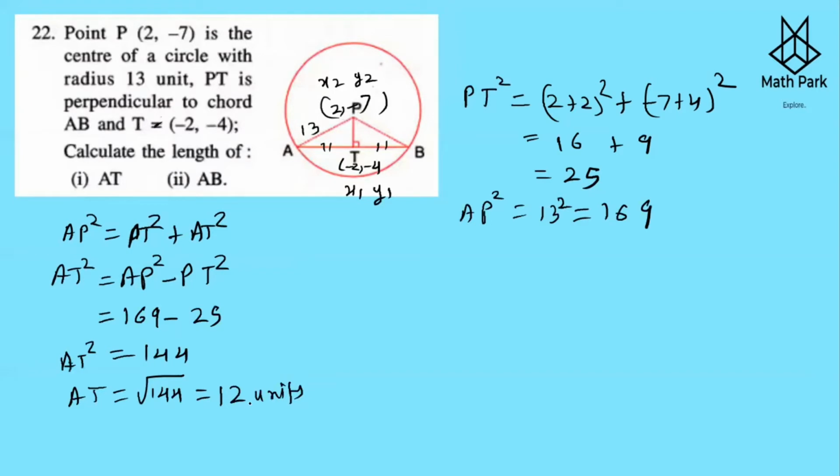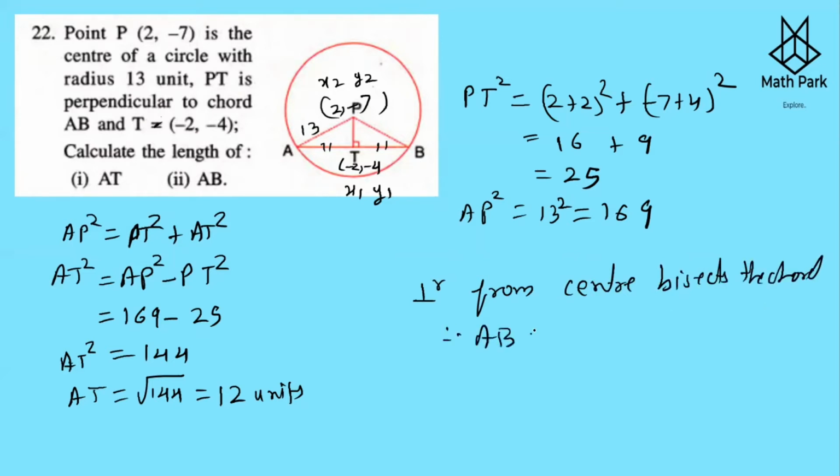Now we got AT as 12 units. We know that the perpendicular from the center bisects the chord. So therefore, you get AB is equal to twice AT, which is equal to 2 times 12, that is 24 units. Got it? So this is how we got AT as 12 units and we got AB as 24 units.